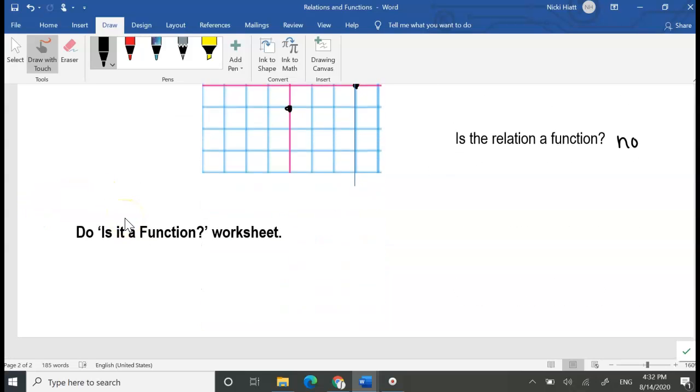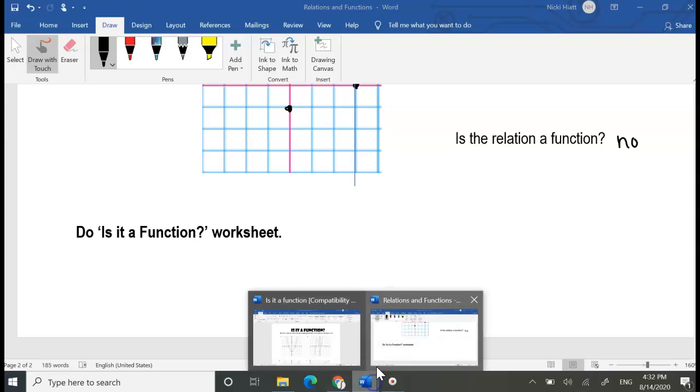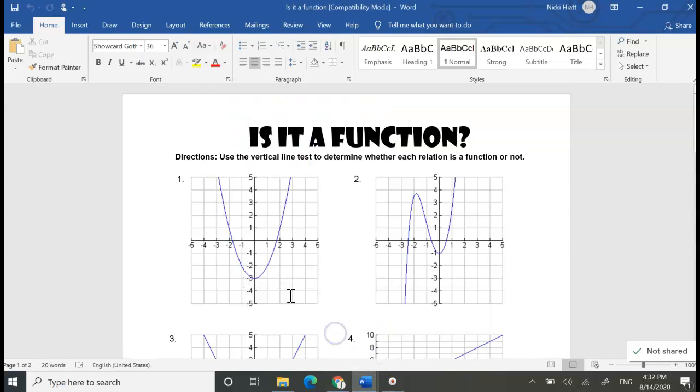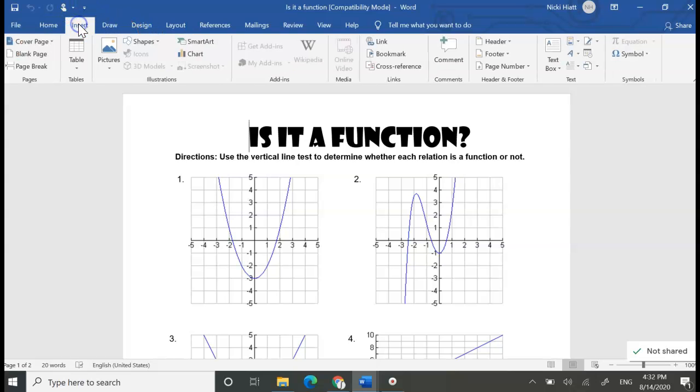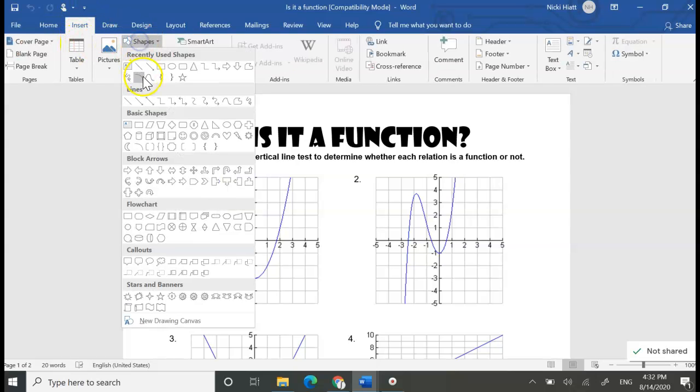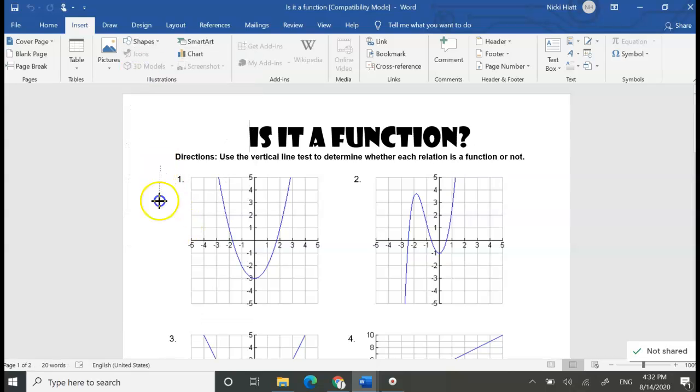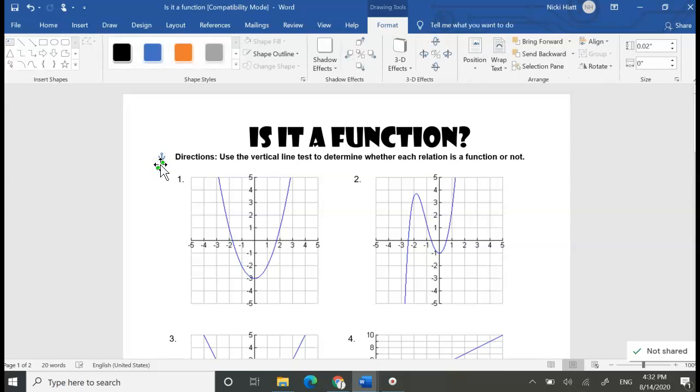Okay. So I'm going to switch over to another worksheet that I've got here. And I just want us to look at these to see if we have functions or not. So let me add a line in here for this one. I'll make it really vertical.